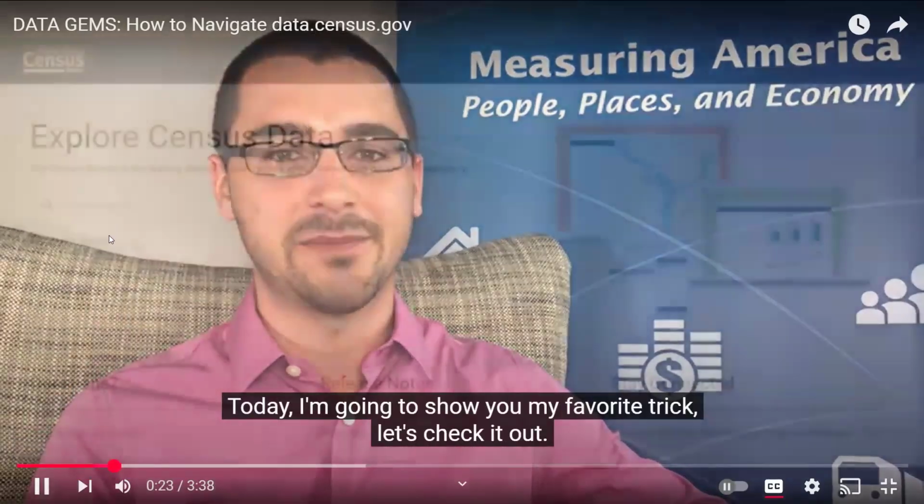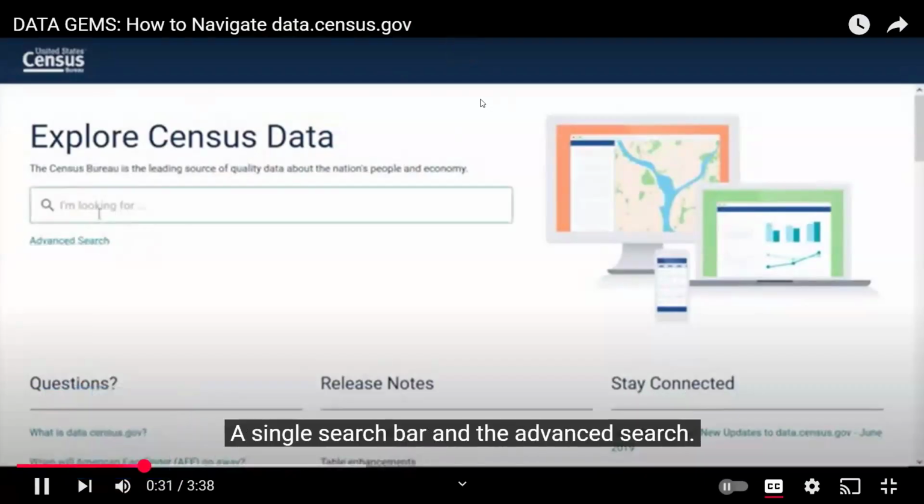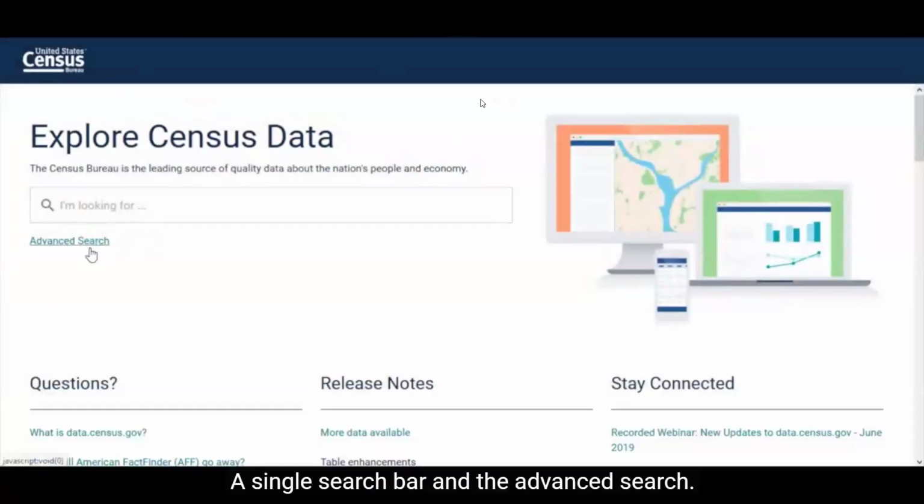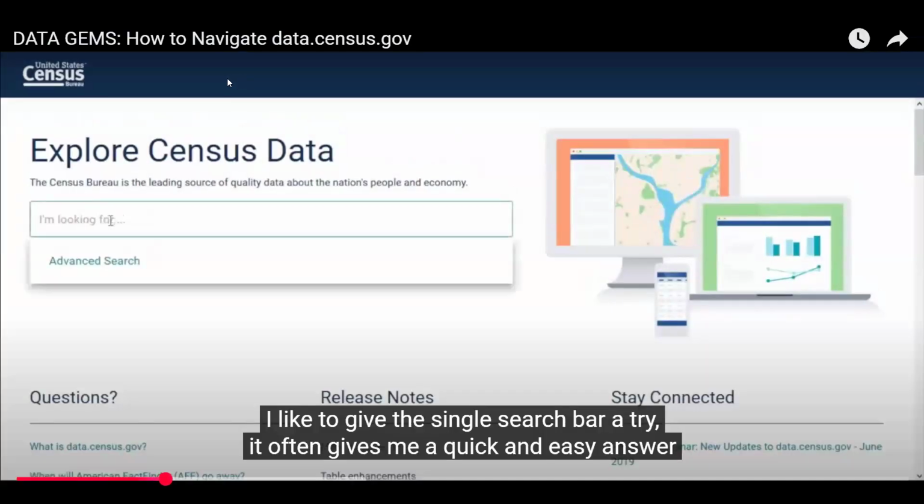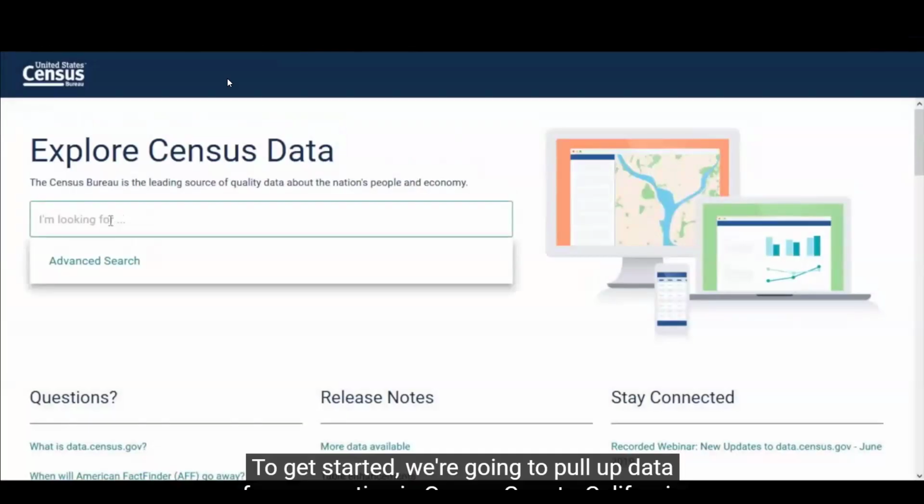Let's check it out. From the landing page of data.census.gov, there are two entry points to get started with your search, the single search bar and the advanced search. I like to give the single search bar a try. It often gives me a quick and easy answer to my question. To get started, we're going to pull up data for commuting in Orange County, California.